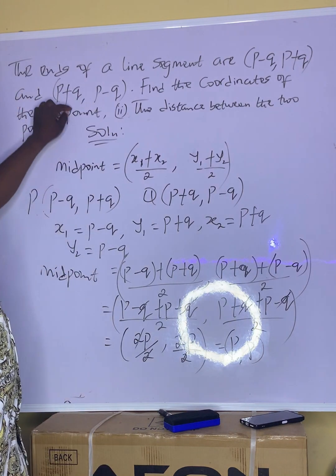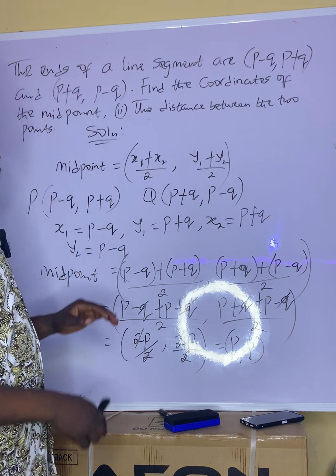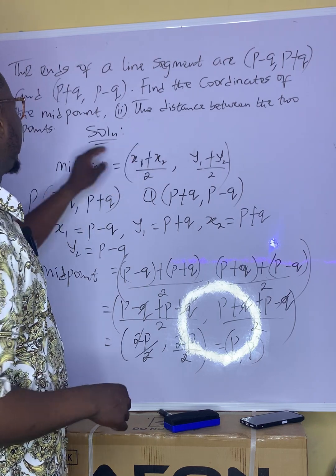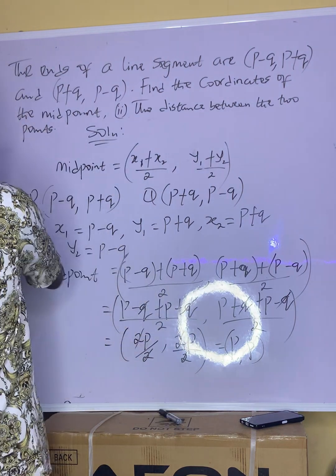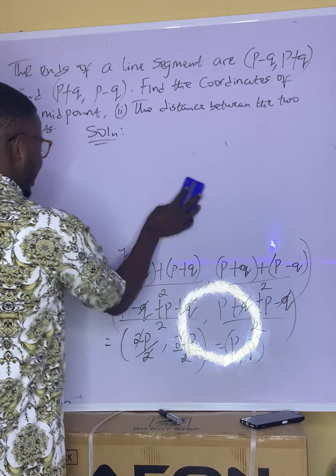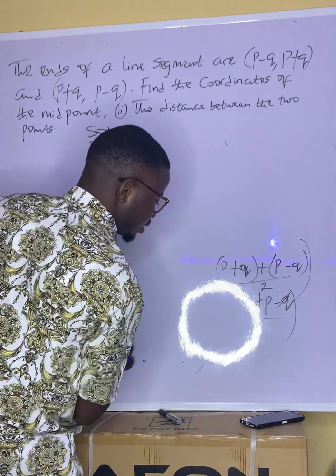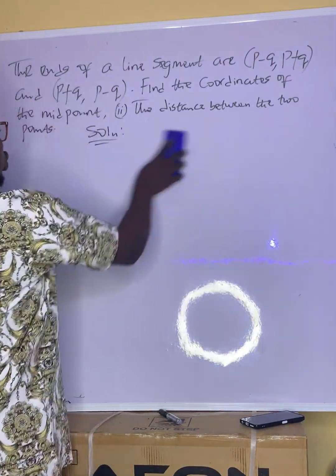And the next question that we have there is, we have to find the distance between the 2 points. So now don't forget, distance is the same thing as length. So we want to obtain the length. We want to find the length between the 2 points.